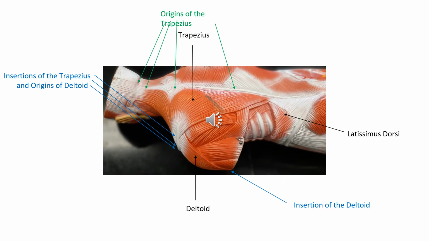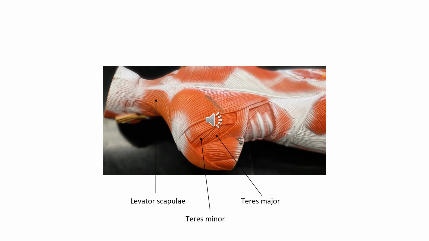This is the latissimus dorsi. Its main actions are to extend, adduct, and medially rotate the humerus. This is the levator scapulae. Its main actions are to medially elevate the scapula and inferiorly rotate the glenoid fossa.